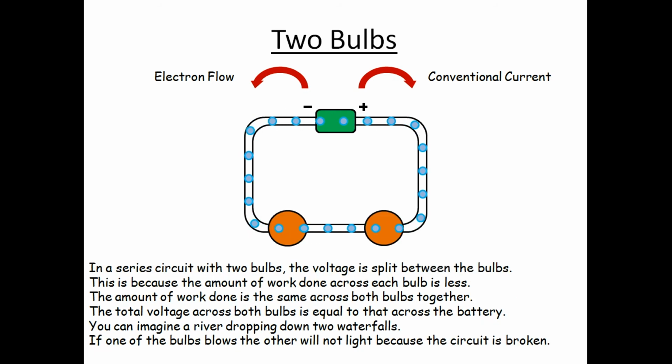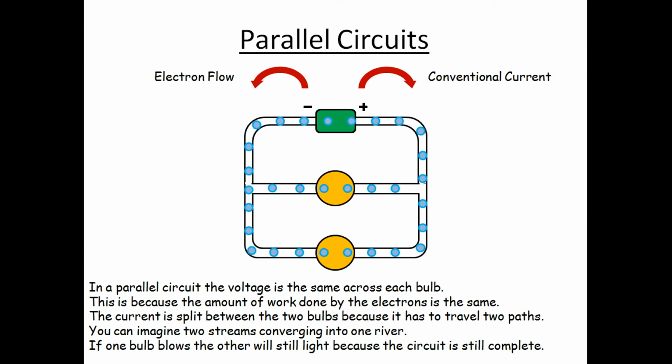In a series circuit with two bulbs, the voltage is split between the bulbs. This is because the amount of work done across each bulb is less. The amount of work done is the same across both bulbs together. The total voltage across both bulbs is equal to that across the battery. You can imagine a river dropping down two shorter waterfalls. If one of the bulbs blows, the other will not light because the circuit is broken.